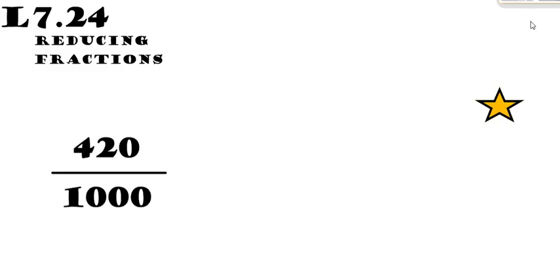Welcome to lesson 7.24, looking at reducing fractions. Really what we're looking at today is combining some different ideas of factoring with primes, and then also how we can utilize this in a useful skill to help us reduce fractions before multiplying. So that's what we want to look at today.